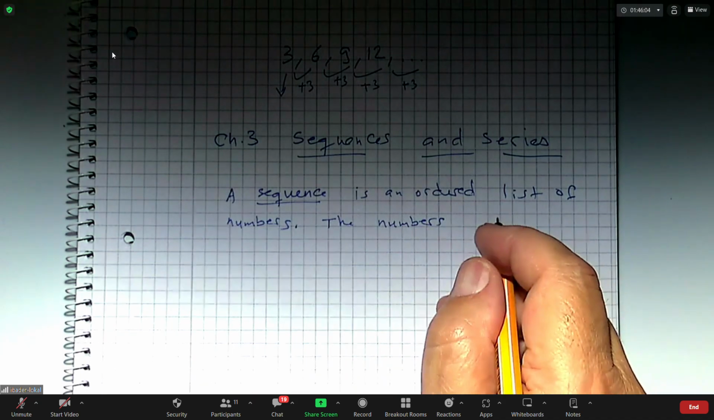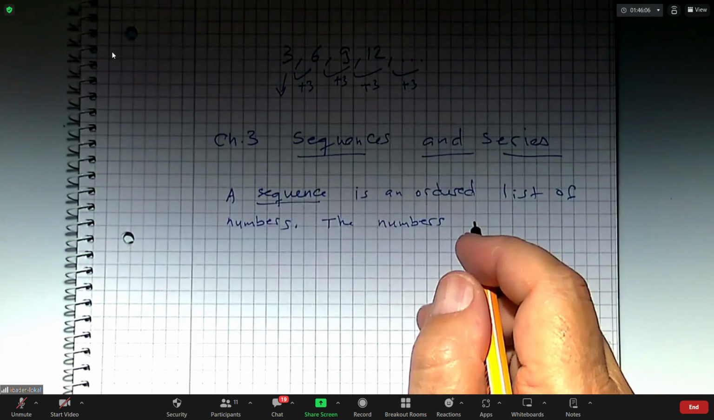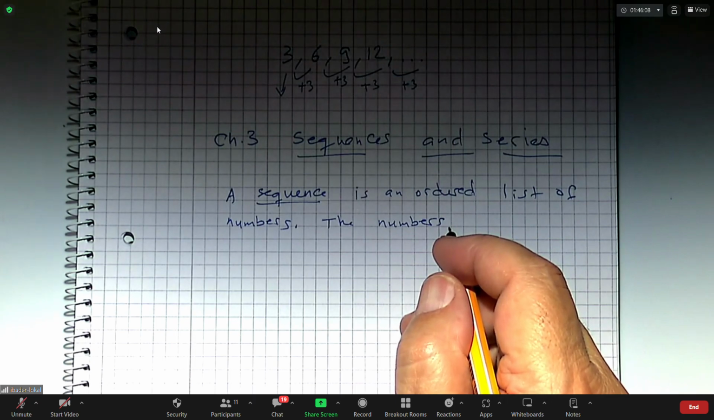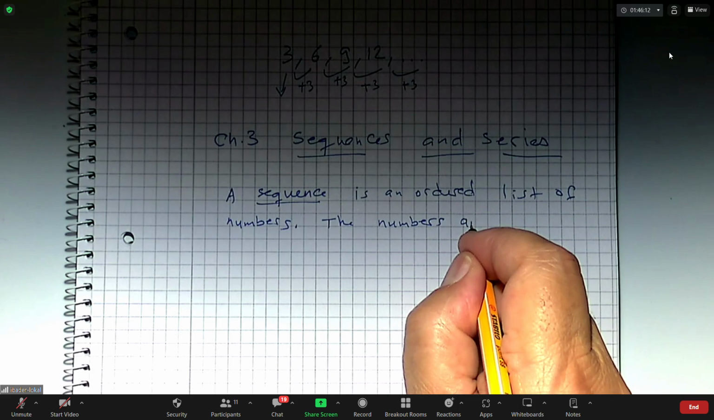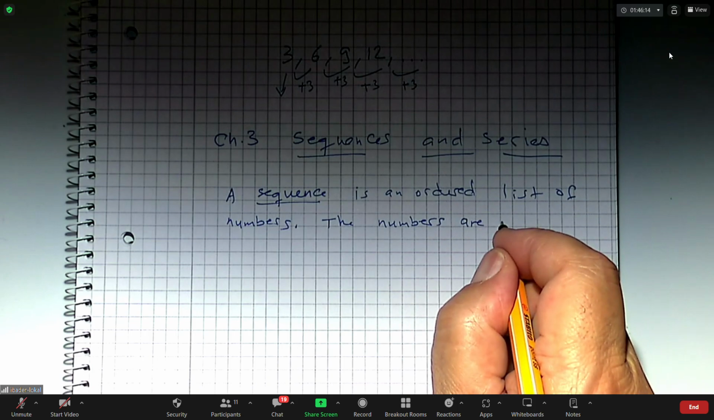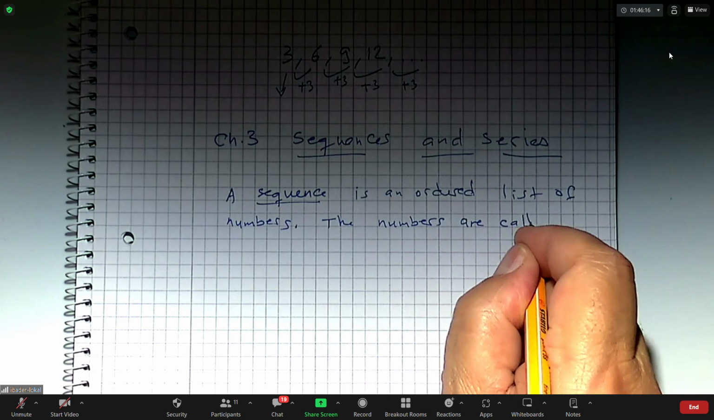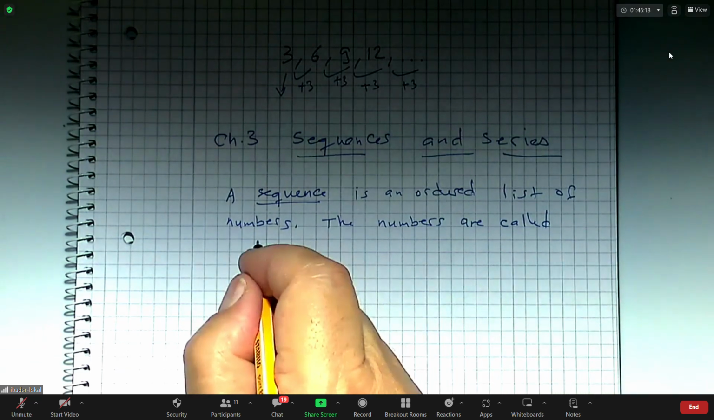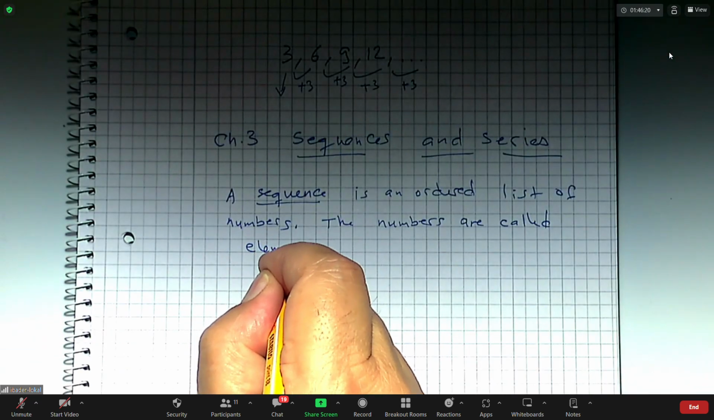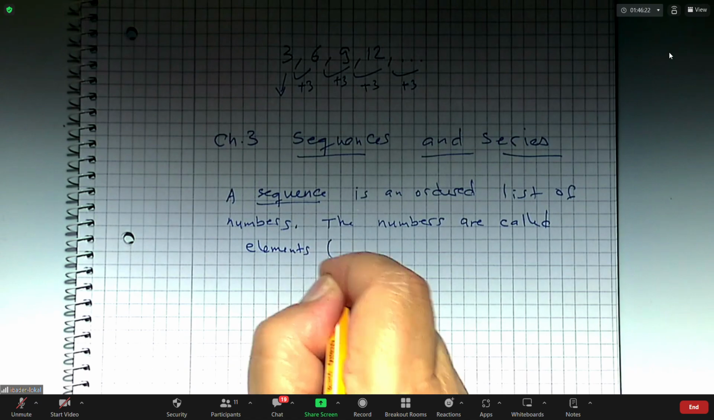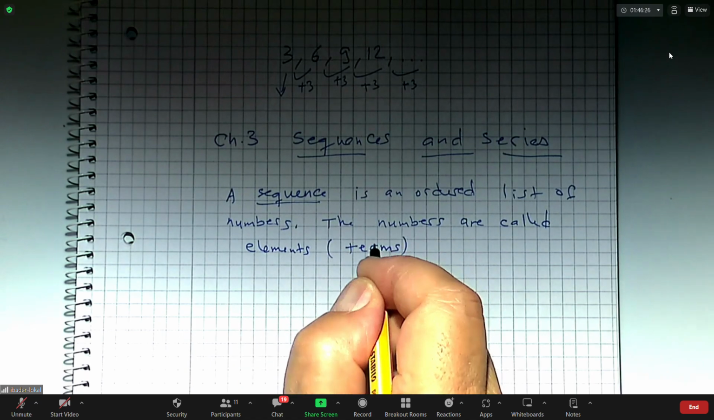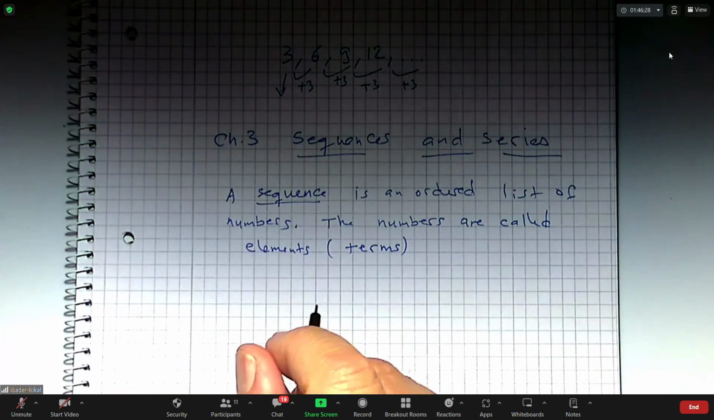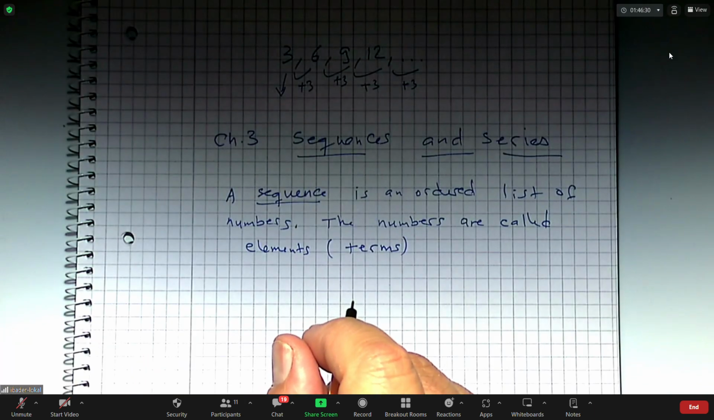We will use two words. Maybe elements will come more often and are called, the numbers are called elements, or sometimes we will also use terms of the sequence.